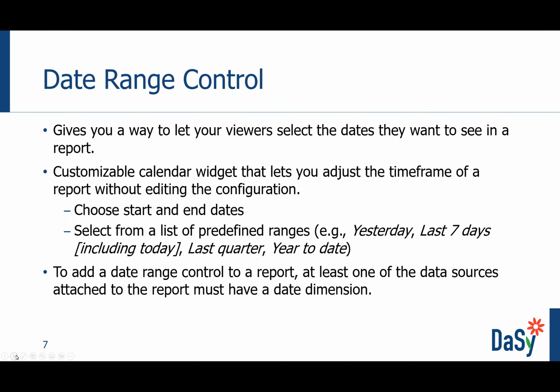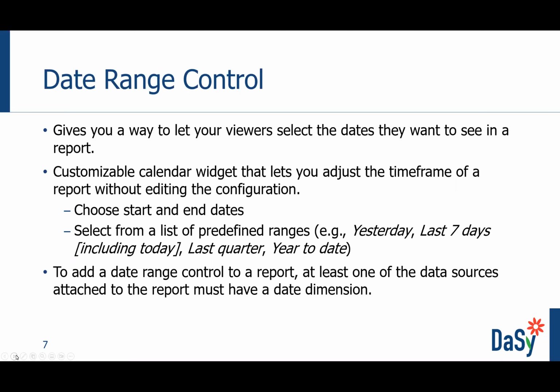The date range control lets you select the dates you want to see in the report. When you first add a date range control to your report, it uses the default date range provided by the data source, which in turn depends on the connector used by that data source. You can override the default by changing the control's default date range setting.